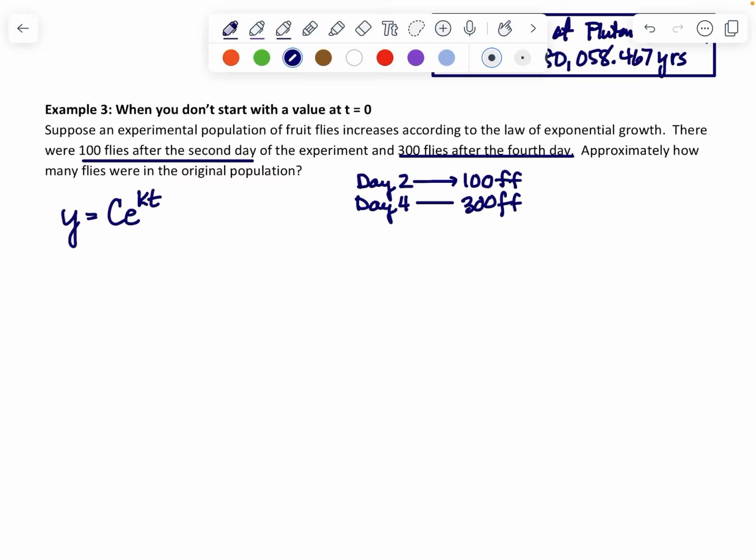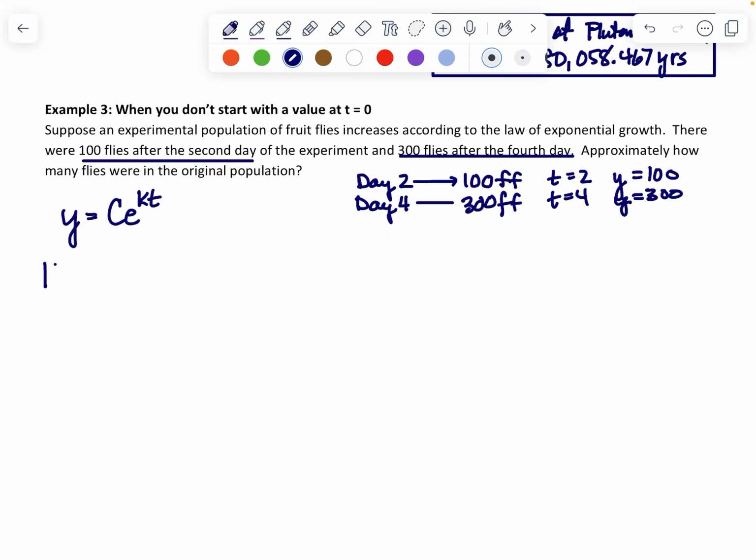So we say this. We have t is equal to 2 and y is equal to 100, right? And here we have t is equal to 4. We'll go by days. And y is equal to 300. So you have a couple of ordered pairs there to work with. Okay, so we start off like this.